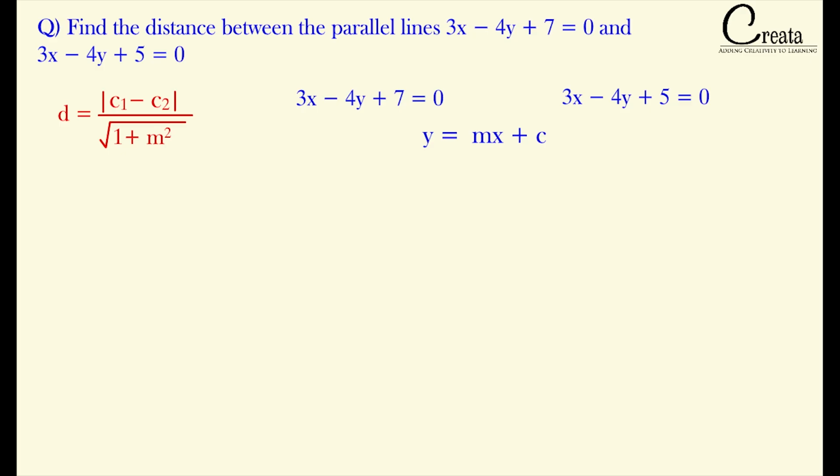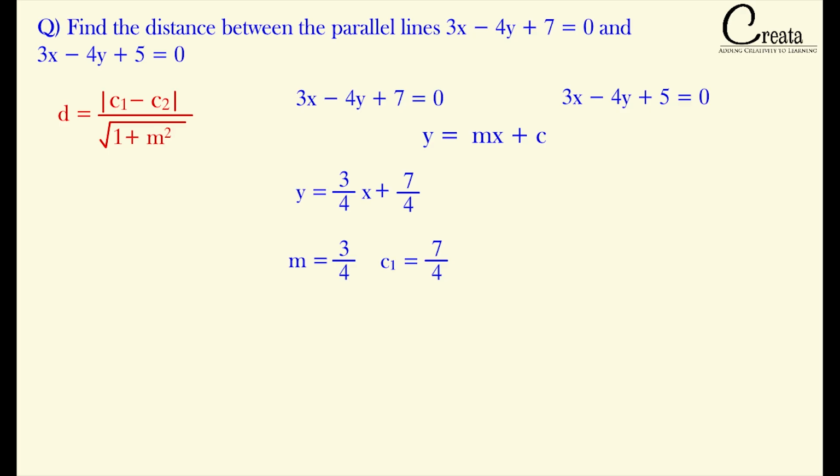Okay, let's see. Here let's convert both of these equations to the y-intercept form, that is y equal to mx plus c. We got our first equation as y equal to 3 by 4x plus 7 by 4. That is the small m, that is slope of this line is 3 by 4 and the y-intercept is 7 by 4. That is c1 is 7 by 4 and m is 3 by 4.